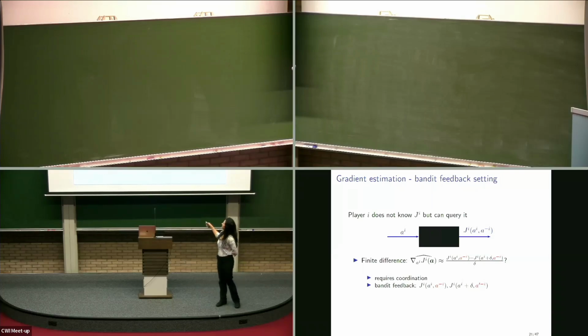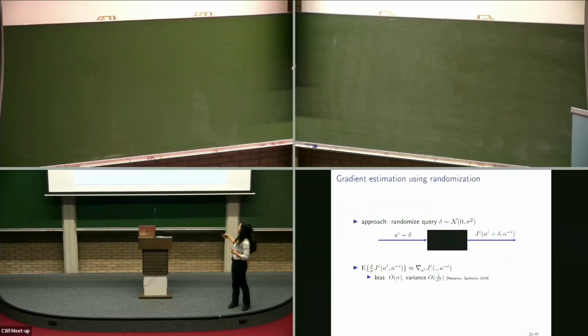So this is the challenge of gradient estimation, where we cannot control the other players' actions because they might change them. Finite difference doesn't work unless we can coordinate everybody to stay with their actions when I query twice. Again, in the zero-order optimization literature, there is also work on how to estimate the gradient if you can evaluate your function only once. This is the idea of introducing some randomization.